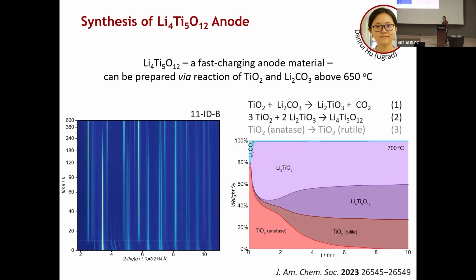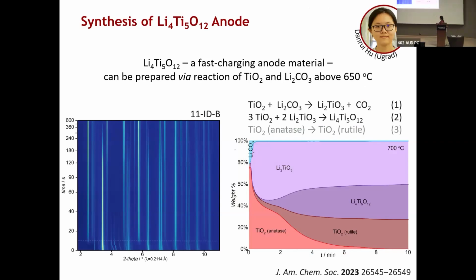So moving forward, we started to expand the types of materials that we've been looking at using this approach. We're interested in, how do we discover next generation energy storage materials? So this is some work where we're looking at the synthesis of 4,5,12 lithium titanate anode materials. It's good for fast charging. Synthetically, it comes from reaction of TiO2 as anatase with lithium carbonate at above 650 degrees C.